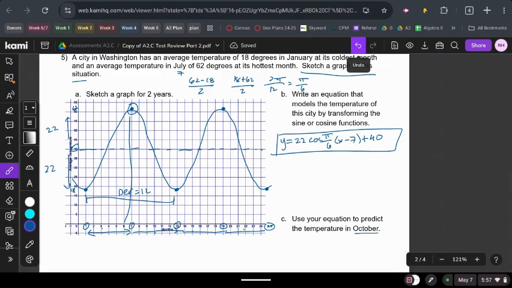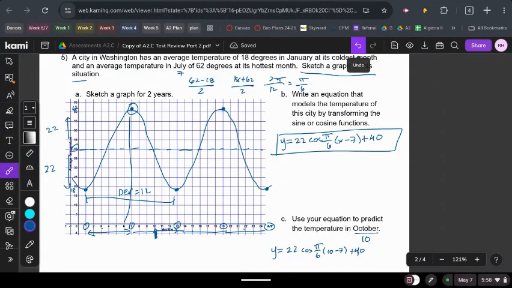So October is the 10th month. And so I see that I do not have a 10th month on my graph. So I would substitute that into my equation: 22 cosine of pi over 6 times 10 minus 7 plus 40.